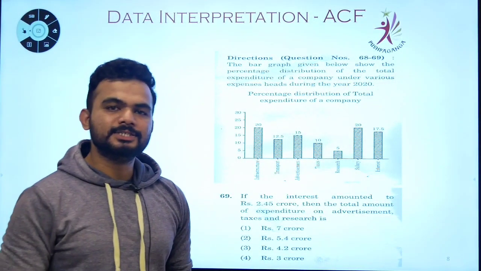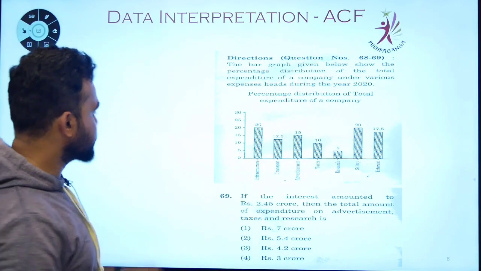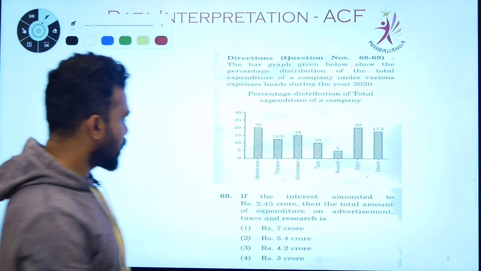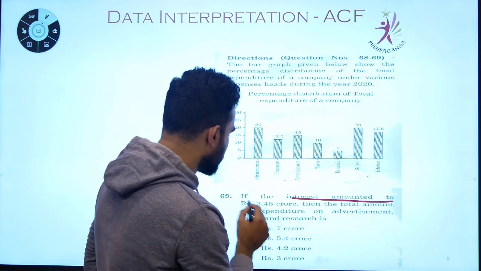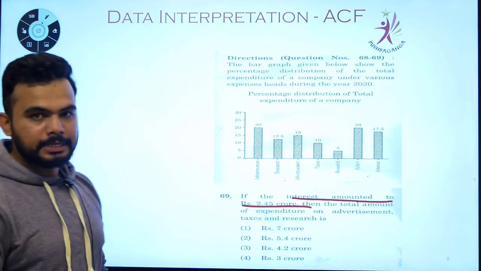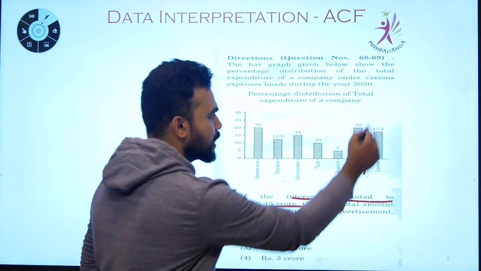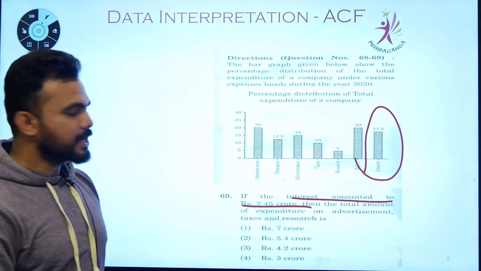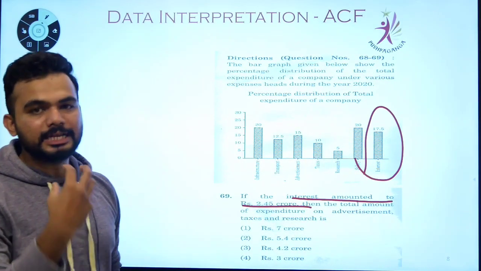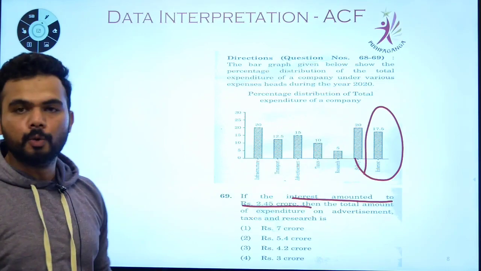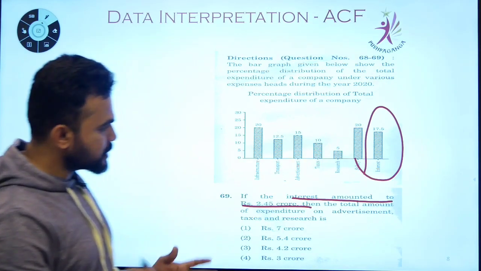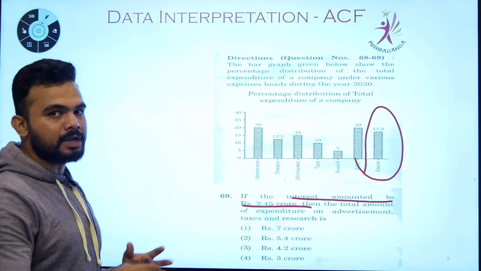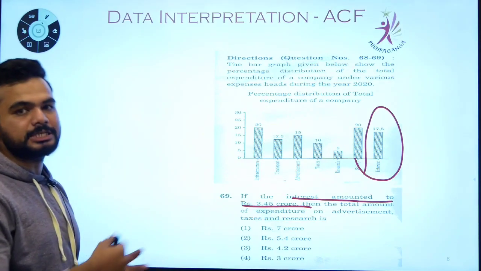So here is the next question. Now here it speaks about the interest amounting to rupees 2.45 crore. So he says that the interest is contributing around 2.45 crores of the total expenditure. Now if it contributes 2.45 crore, what is the share it holds in the total expenditure?